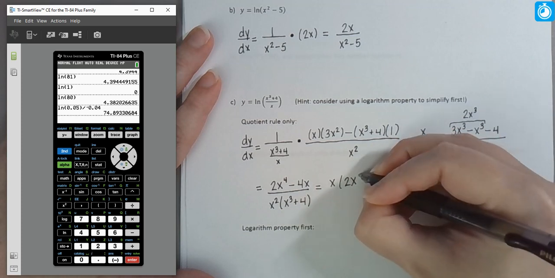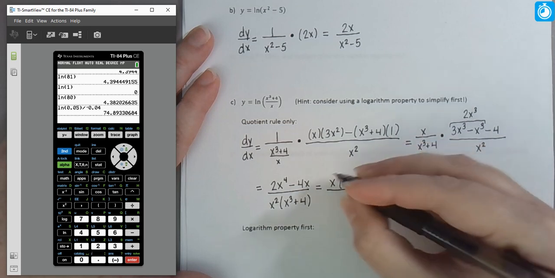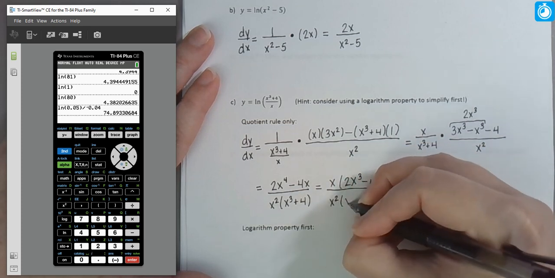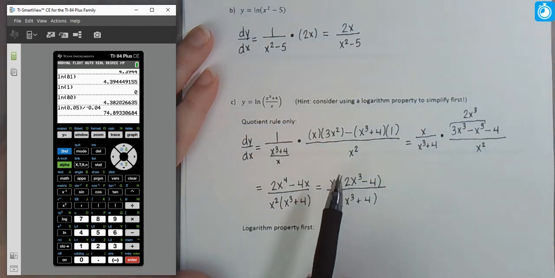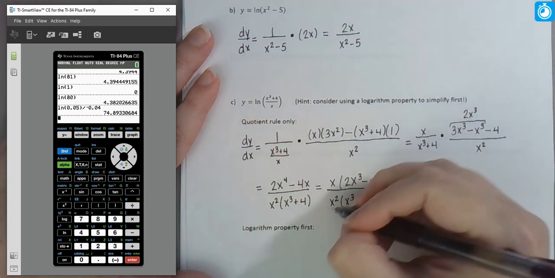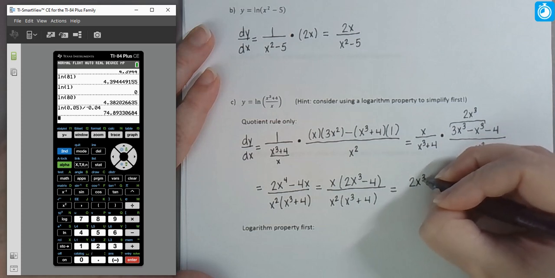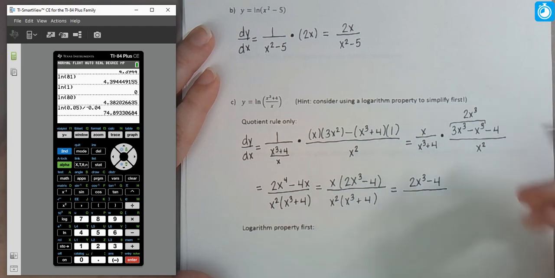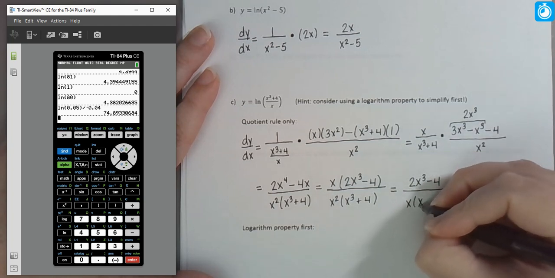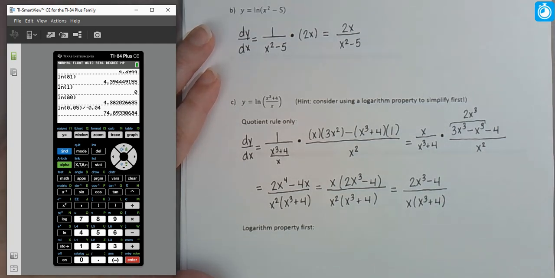So we have 2x cubed minus 4. I could factor out the 2 as well if I want, but that's not going to help me with the goal at the moment, which is to reduce anything that's common in the numerator and denominator. So the benefit here is now we have that common factor of x that reduces with the x squared in the denominator. So we're just left with 2x cubed minus 4 in the numerator. One of those x's reduces, so we're just left with a single x, and then x cubed plus 4 in the denominator. So that is going to be our derivative.